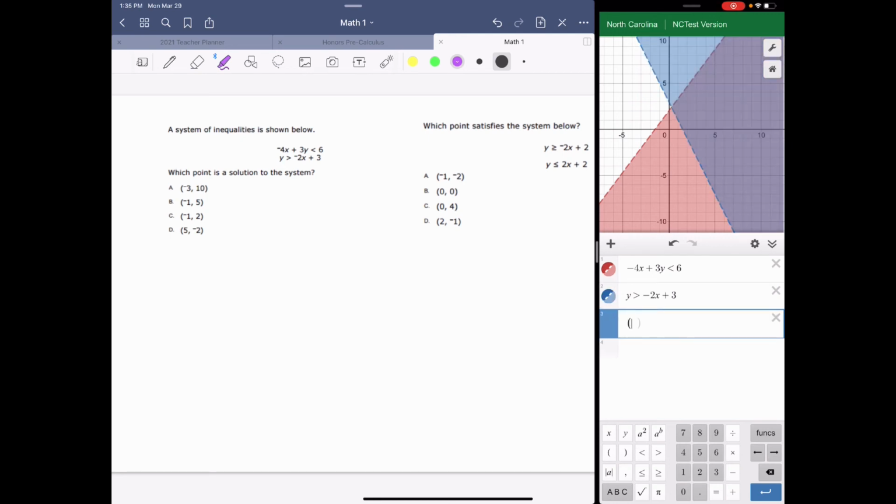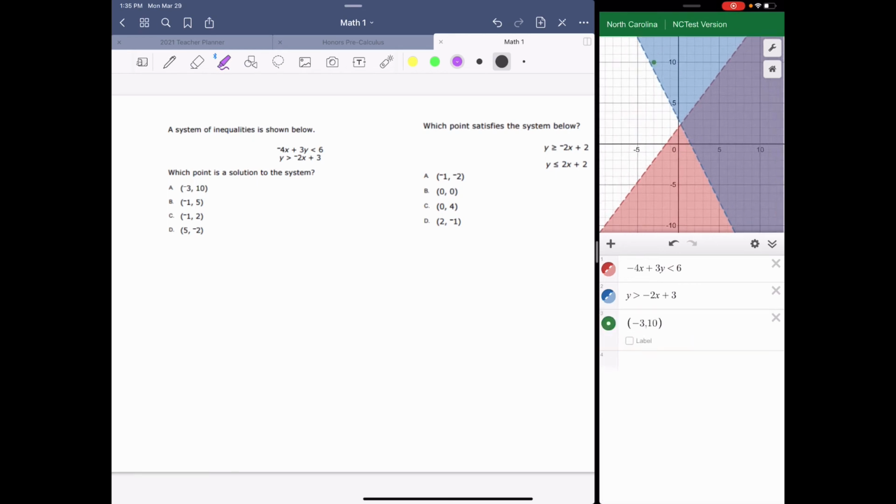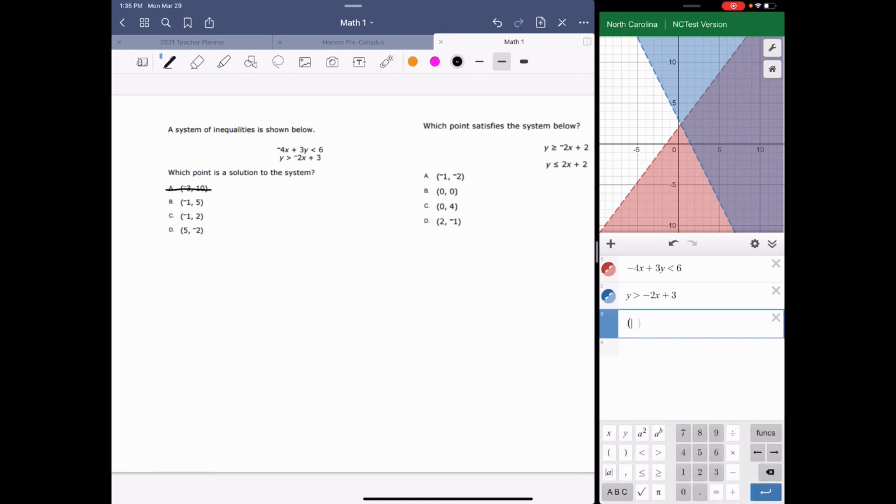So I'm going to plot my point. So I have -310, and I can see that -310 works in the blue area, but it doesn't work in the red. So it's not in the overlap. So we can go ahead and cross out A. All right, so then we're going to do -1, -5, +5, excuse me. We can see that it's on the dashed line, so it actually is not going to work for the red or the blue, and it's not in the dashed area, so we're going to get rid of that answer choice.